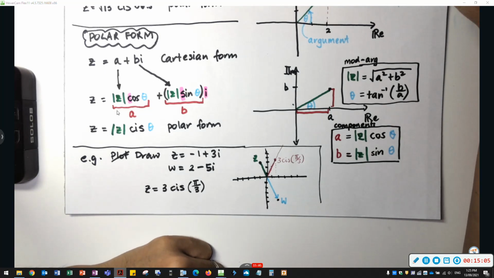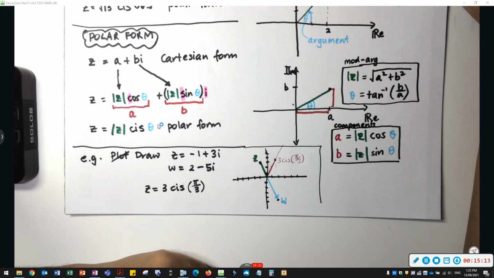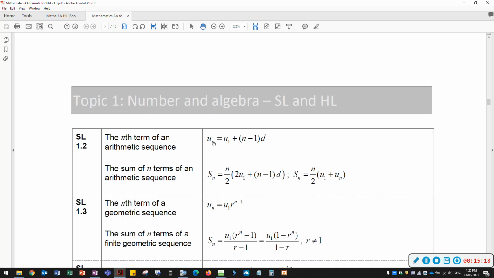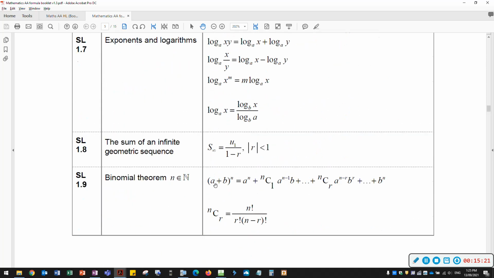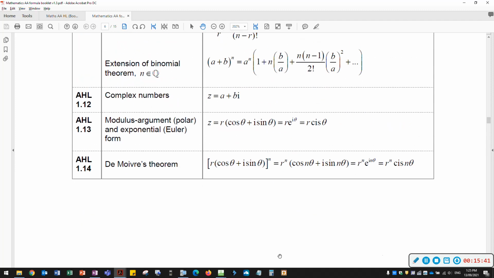Alright, so lastly, note that there are formulas on the formula sheet, and we'll just have a quick look at how that appears. Okay, so we're doing topic 1. They give you the standard, the Cartesian form, and they also give you the polar form. There's the r cos theta plus r sine theta, and there's the r cis theta. We'll talk more about this version way later when we're doing proofs. Okay, and that's it.